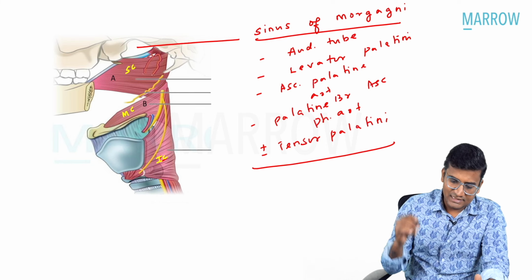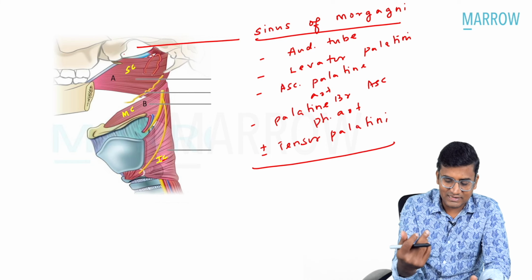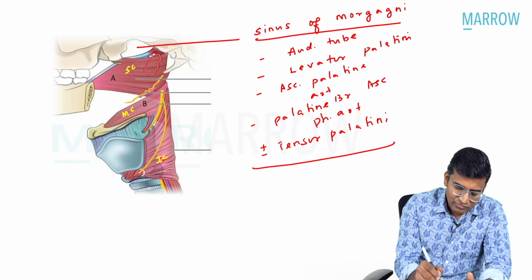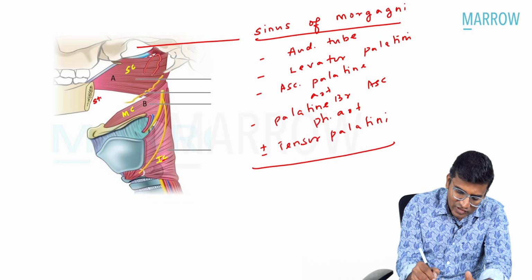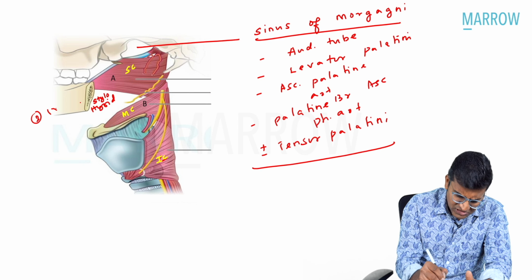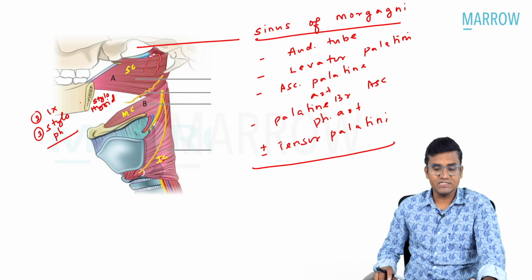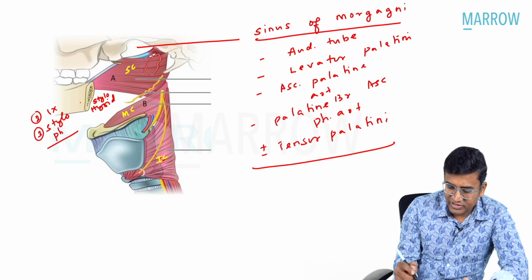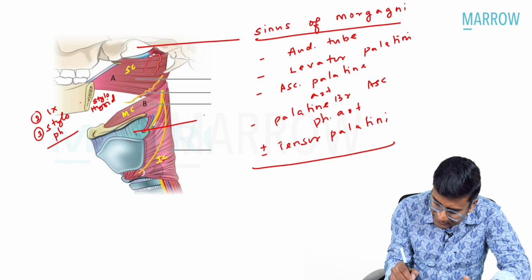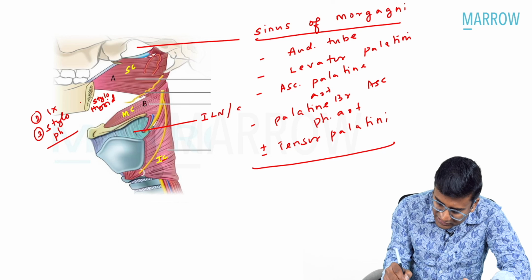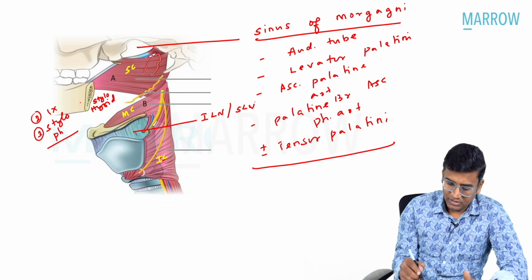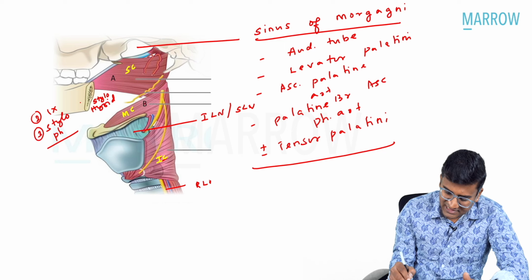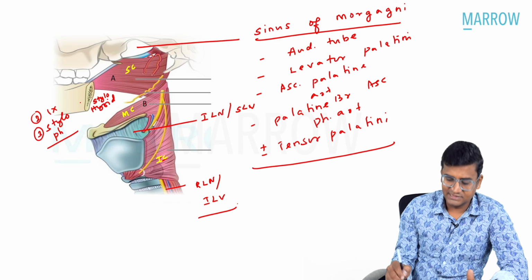Okay, right. Next, structures passing between A and B, between superior constrictor and the middle constrictor. Now here we have one ligament. What ligament? Stylohyoid ligament, number 1. Number 2, glossopharyngeal nerve. Number 3, stylopharyngeus muscle. So these three structures pass between A and B. Now between middle constrictor and inferior constrictor, you have one nerve, internal laryngeal nerve, and superior laryngeal vessels. Now below the inferior constrictor, recurrent laryngeal nerve and inferior laryngeal vessels.